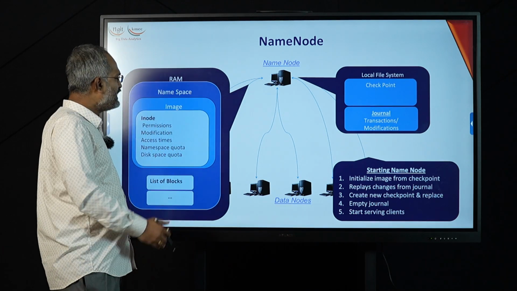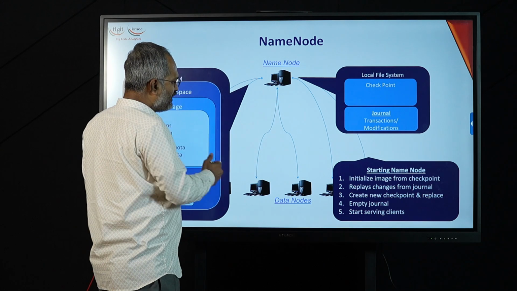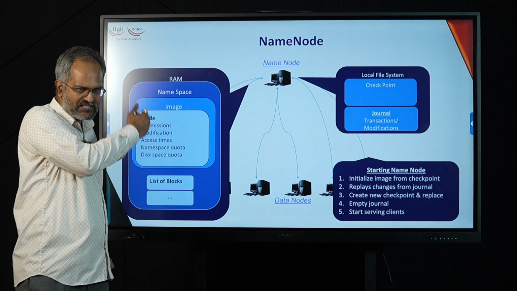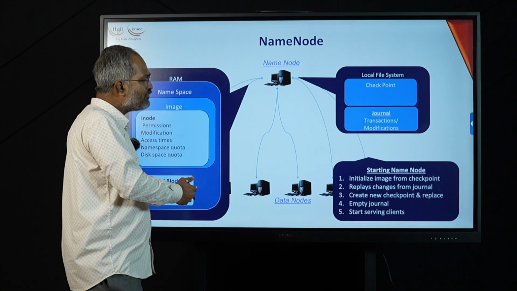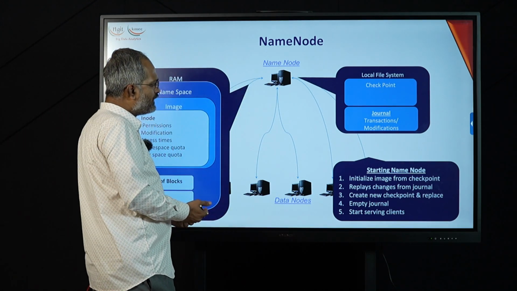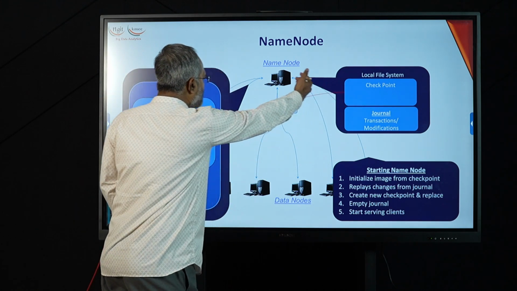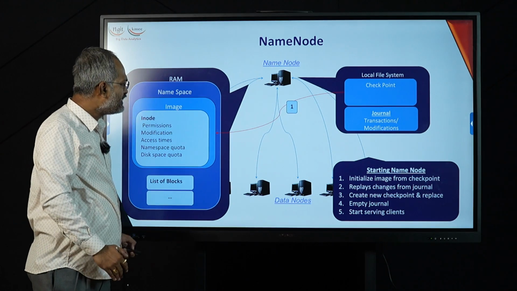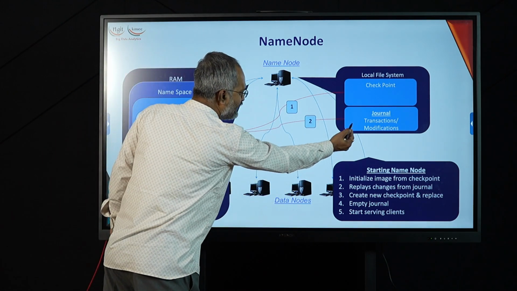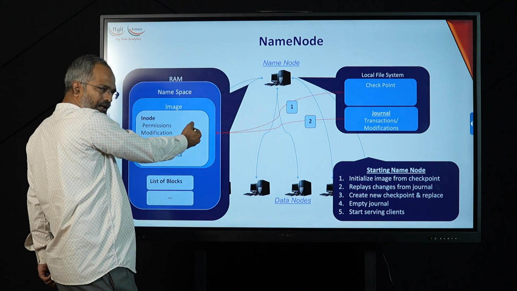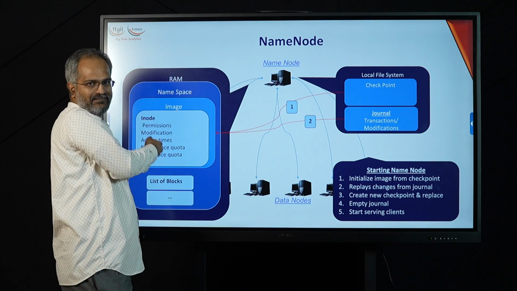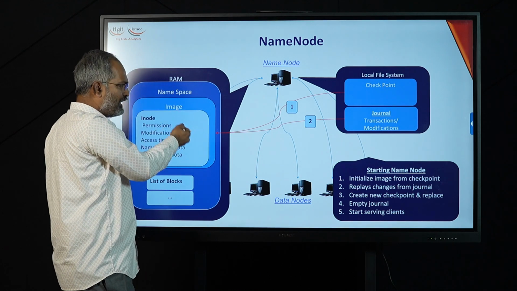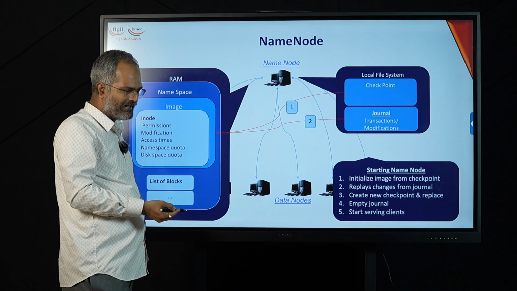First step is, initially, whenever you start the name node, RAM is free, RAM is empty. Now, whenever you start the name node, immediately the checkpoint will be loaded as the image into the namespace area, and the second point is the journal will be loaded and this will be replayed. It will be replayed in the image so that the image will be up to date.